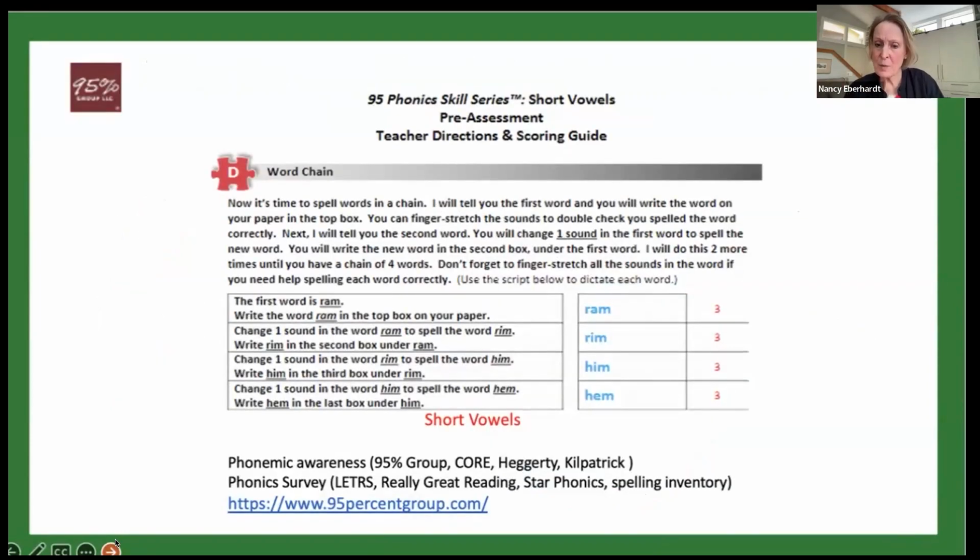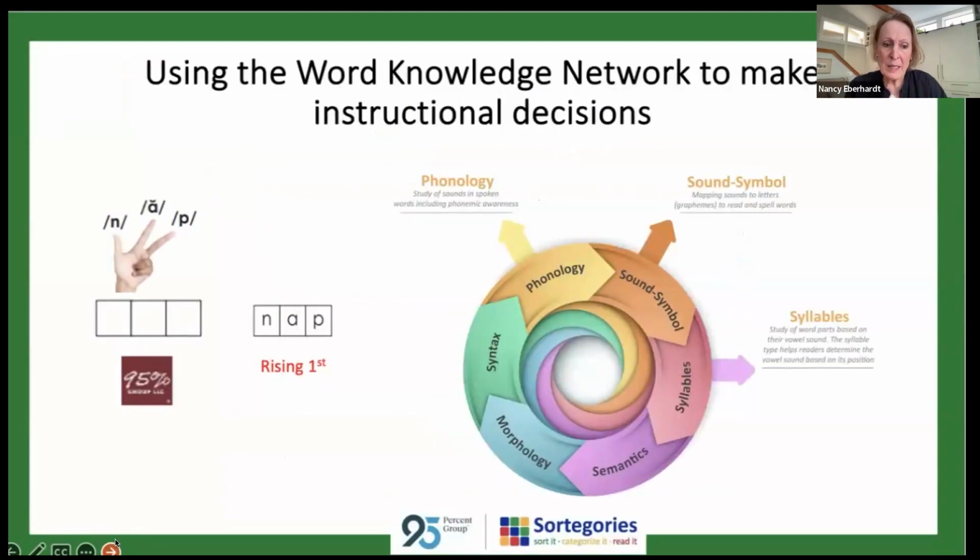Other tasks that are maybe less explicit, but also very informative, is looking for tasks where word chaining is involved, because now we're moving to a level of flexibility and use of that skill of segmenting and using the sounds to build to move from one word to the next. So can I go from ram to rim to him based on the directions of what sound or position to change?